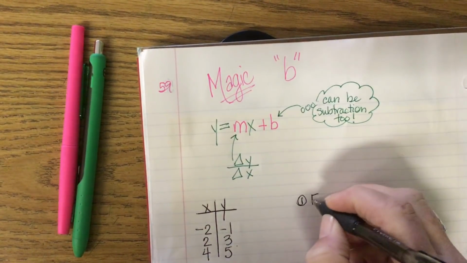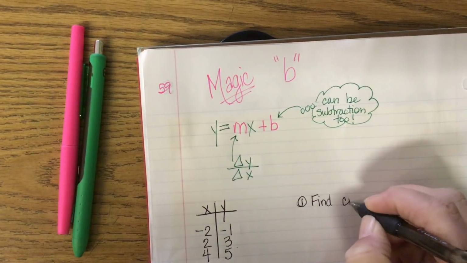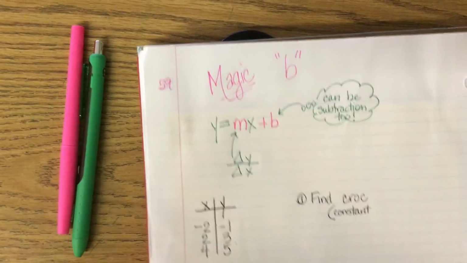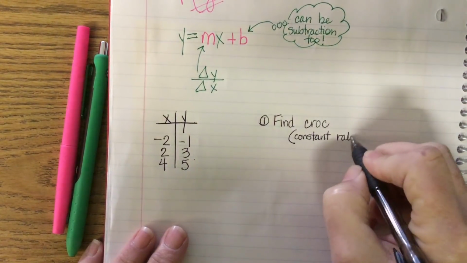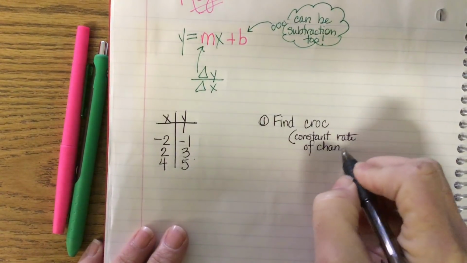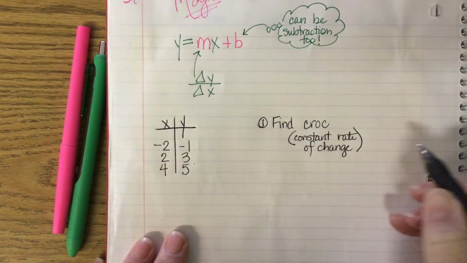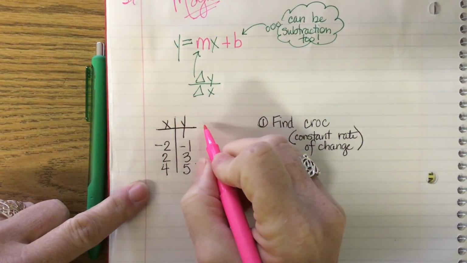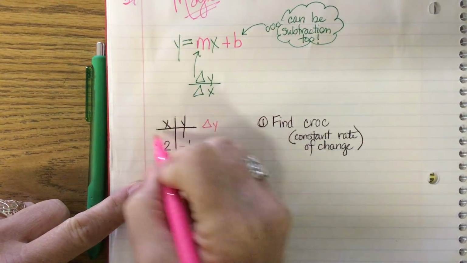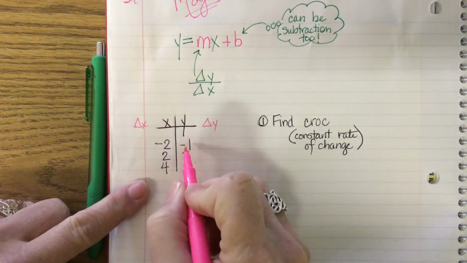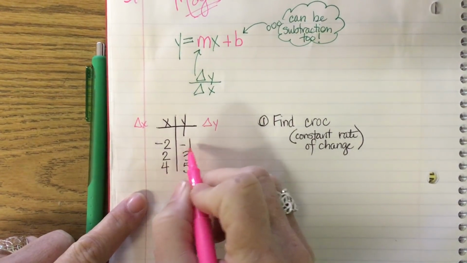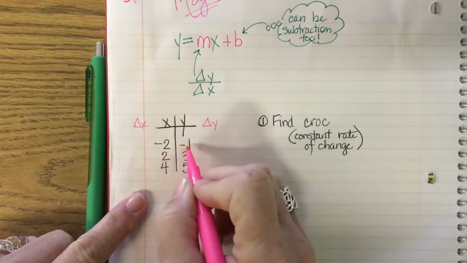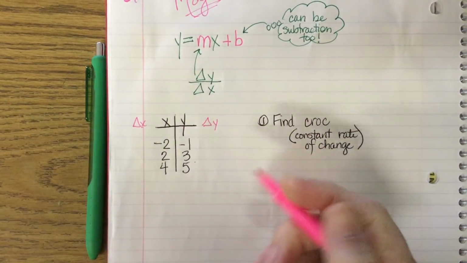So step 1, and I call it the CROC, constant rate of change. Remember, because this is not proportional, it does not go through the origin. So I need to find the change in y and the change in x, because I can't divide. If it were proportional, -1 divided by -2 would be 1/2. 3 divided by 2 is not the same thing. So if it is a rule, I now need to find the change.